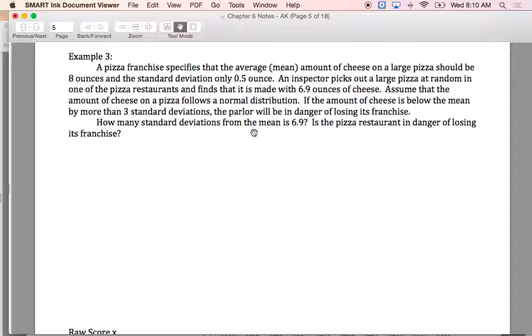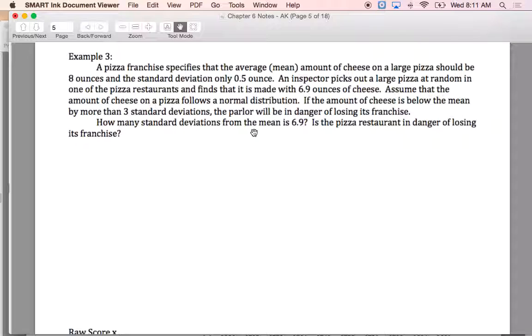Here I have a pizza franchise that specifies that the average or mean amount of cheese on a large pizza should be 8 ounces and the standard deviation only 0.5 ounce. An inspector picks out a large pizza at random in one of the pizza restaurants and finds that it is made with 6.9 ounces of cheese. Assume that the amount of cheese on a pizza follows a normal distribution. If the amount of cheese is below the mean by more than 3 standard deviations, the parlor will be in danger of losing its franchise. How many standard deviations from the mean is 6.9? Is the pizza restaurant in danger of losing its franchise?